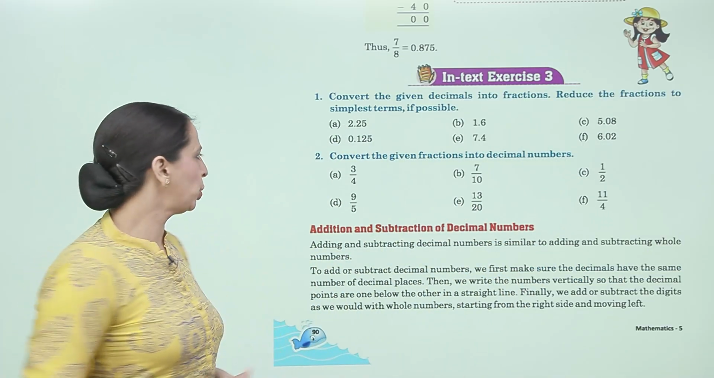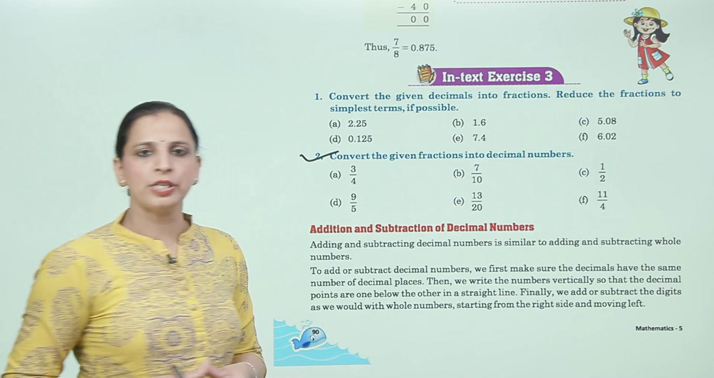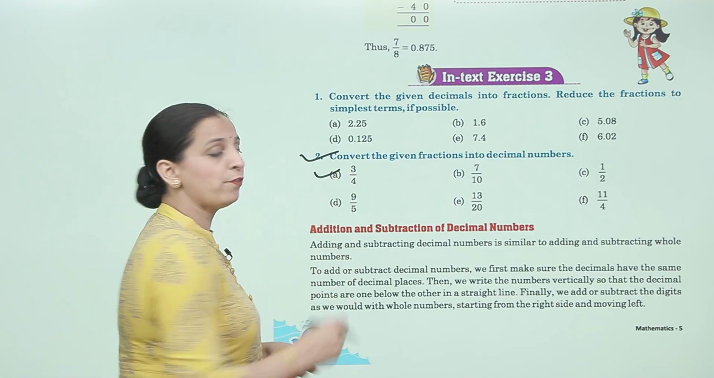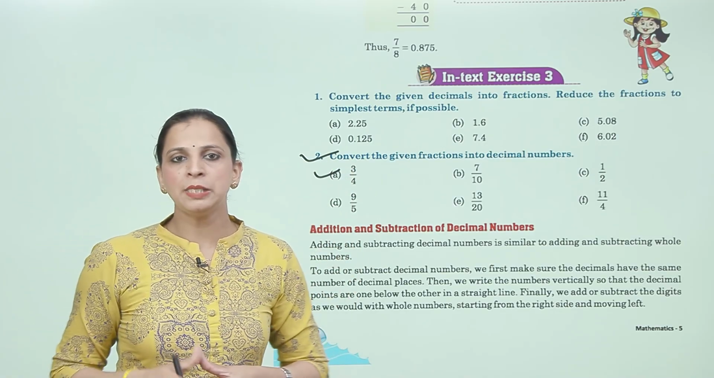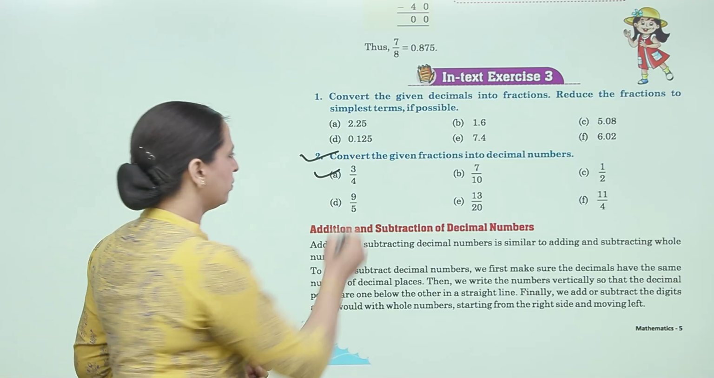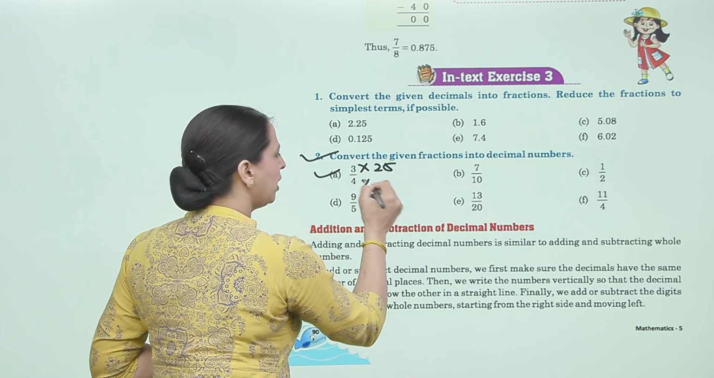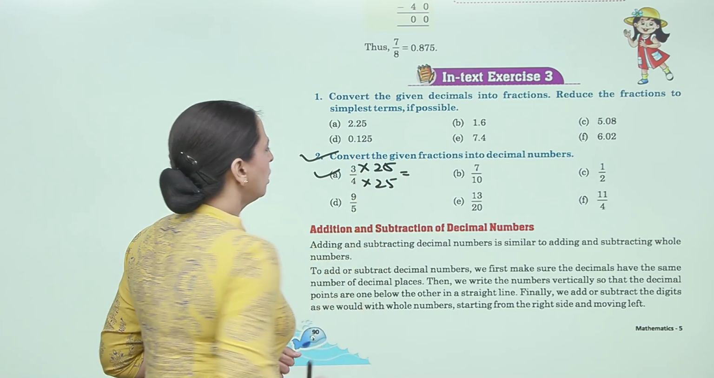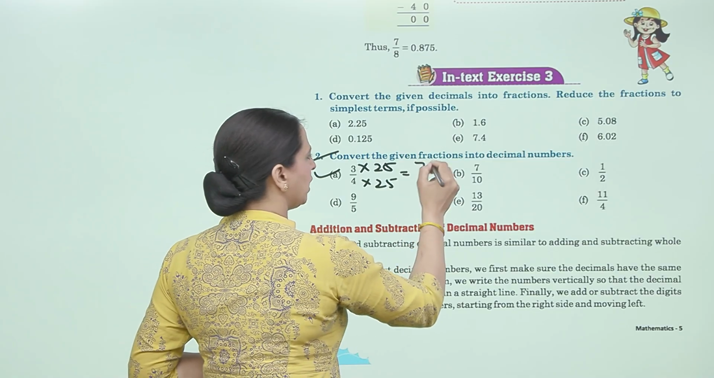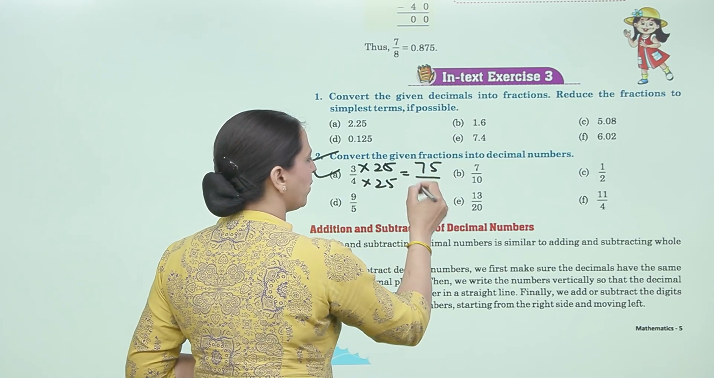Now next question number 2. Convert the given fraction into decimal numbers. A part, 3/4. When we multiply 4 by 25, both multiply by 25. 3 multiplied by 25 is 75 upon 4 multiplied by 25 is 100.